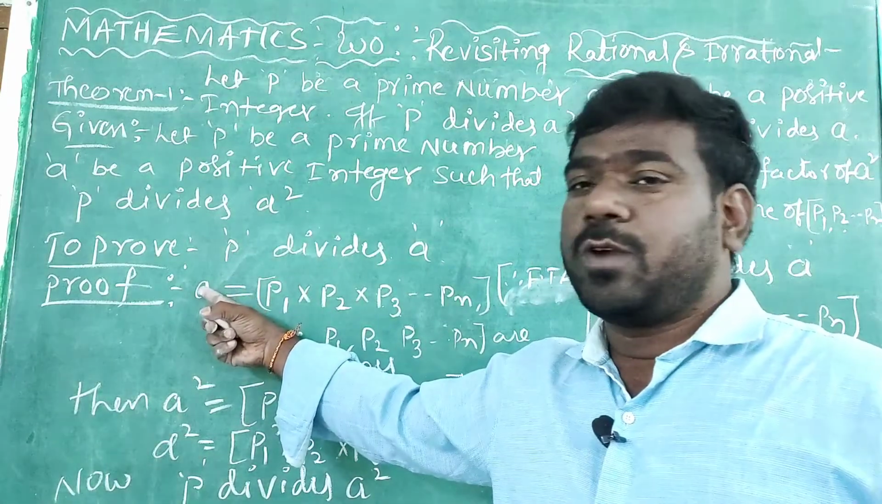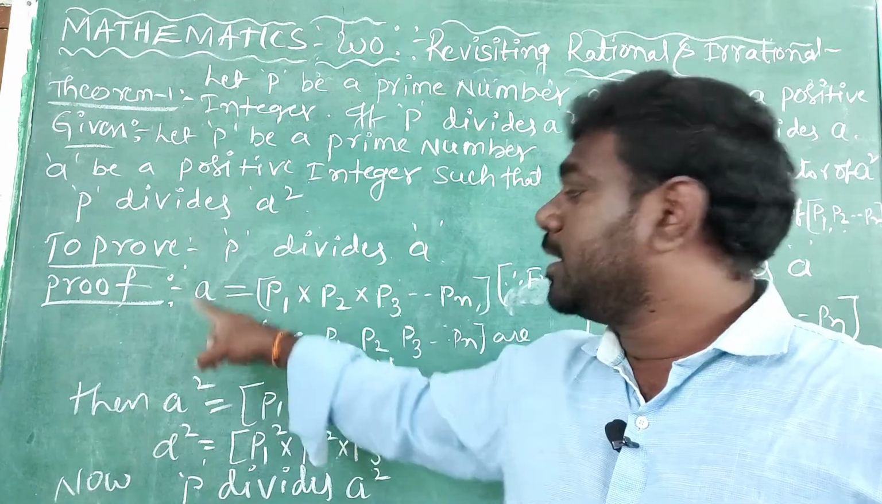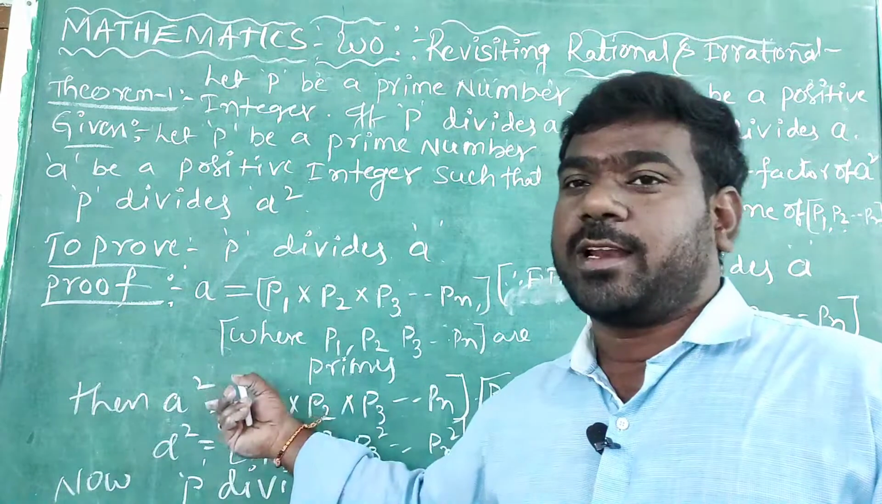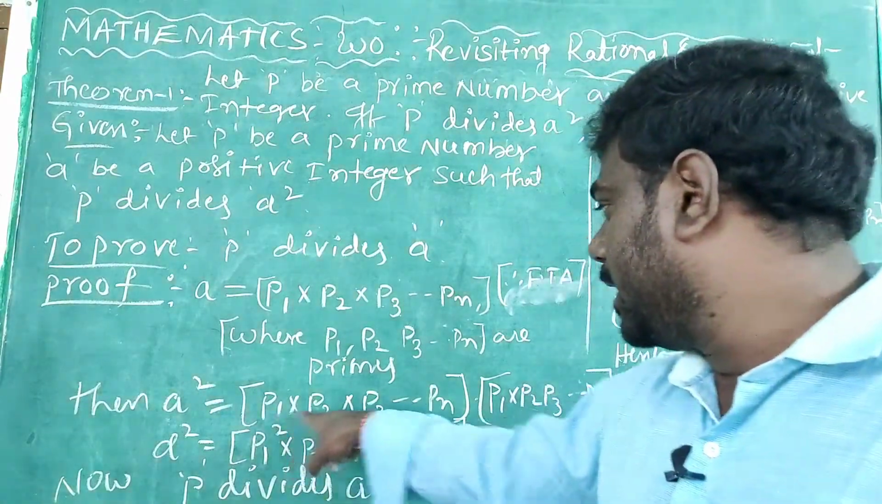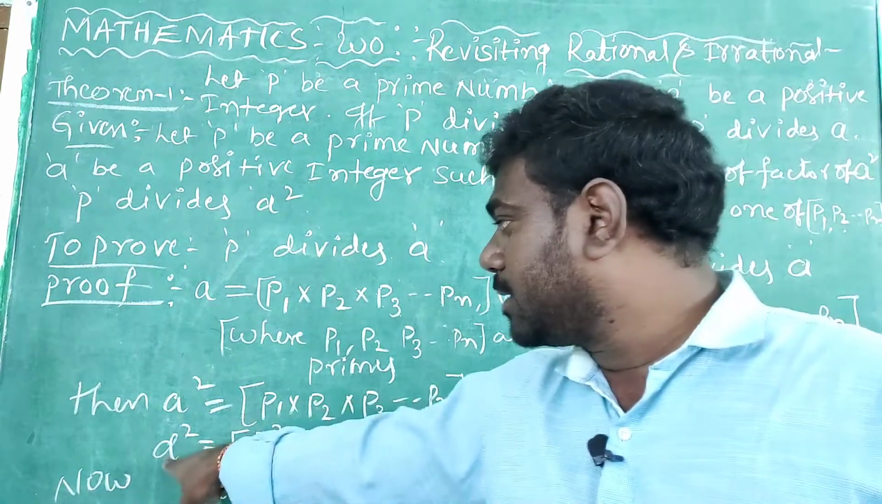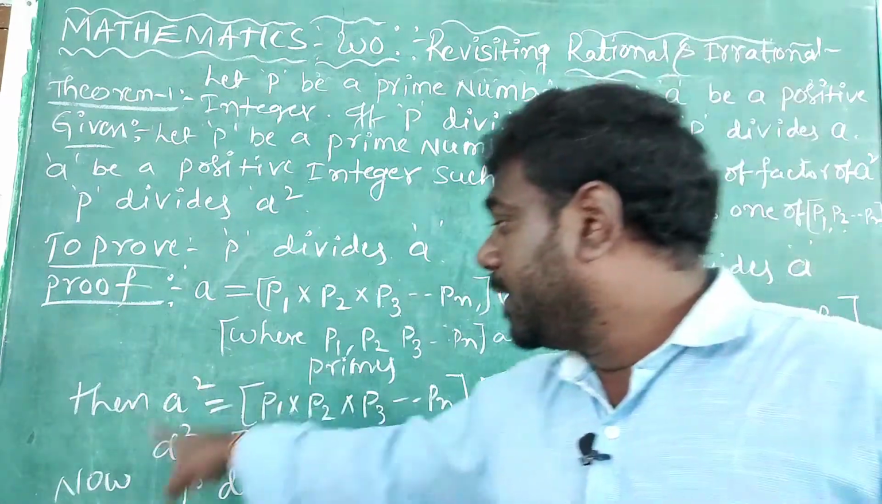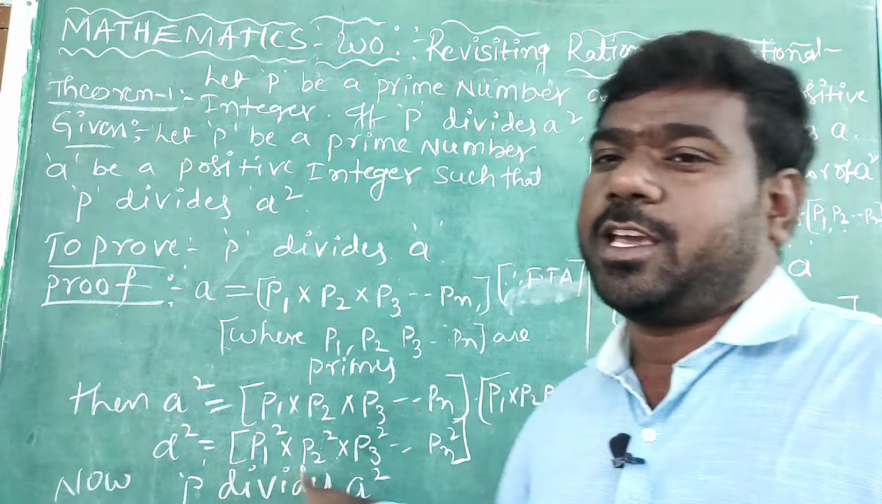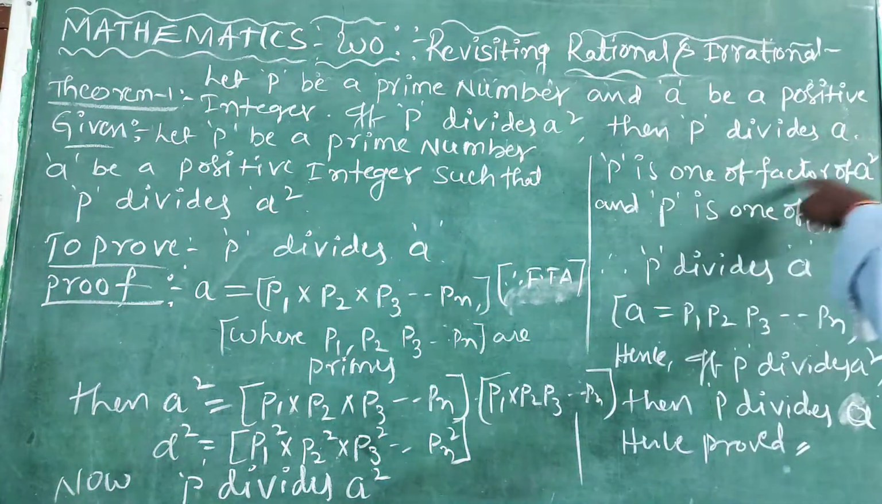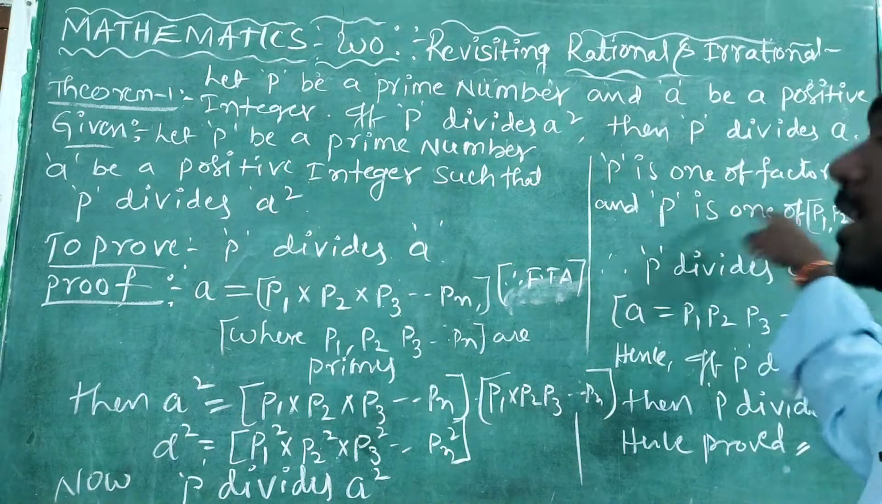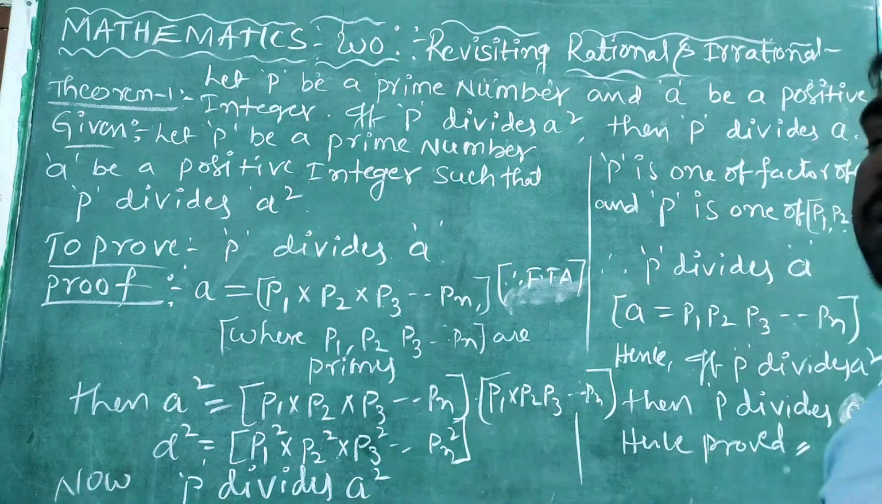Now, A is a positive integer. I can write A square, which is nothing but A multiplied by itself. Now, if I take a prime number P that divides A square, then P is one of the factors of A square, as well as one of the prime numbers.